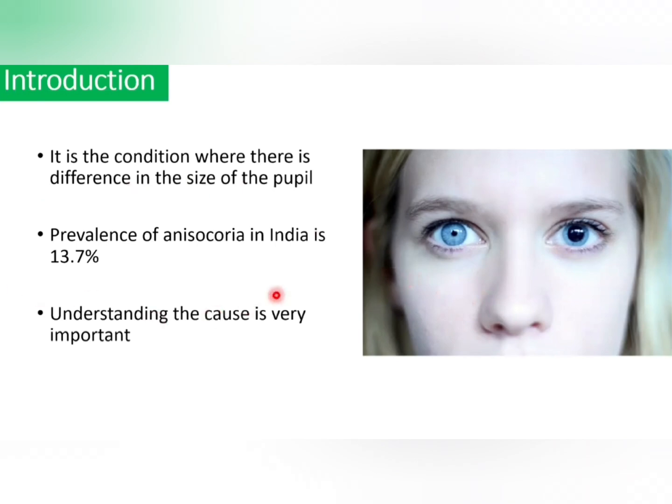So the prevalence of anisocoria in India is about 13.7%, and understanding the cause is very important. That is why anisocoria happens.